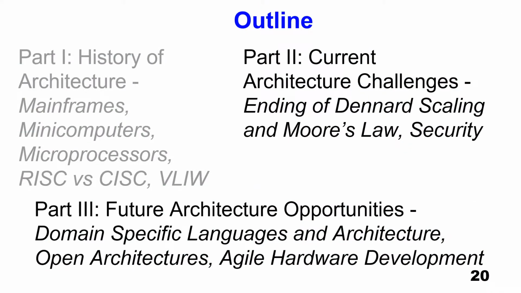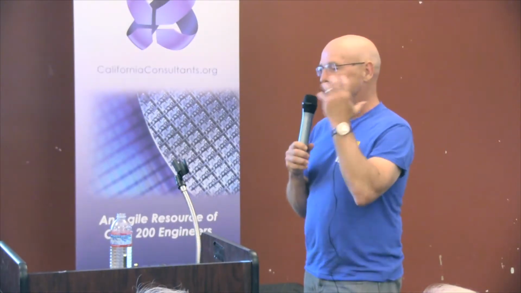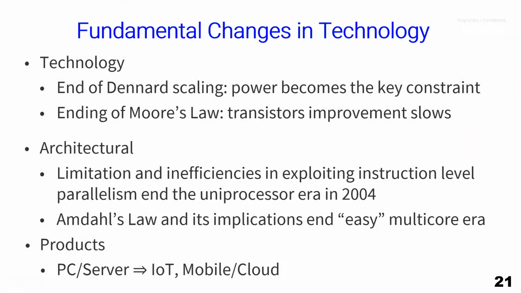So let's go to part 2, where I'm going to pretend to be Hennessy, which means I have to get taller and add gray hair. Right?